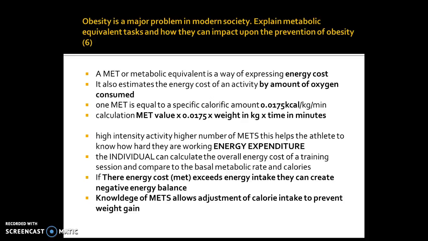I'm sure you can see how there could be a definition of obesity here, how you measure it, knowledge of metabolic equivalent tasks, basal metabolic rate, and how that could lead to creation of a negative energy balance, or maybe to examine your knowledge of energy balance in order to prevent obesity. Lots of potentials in here.